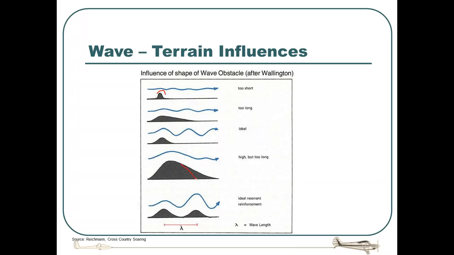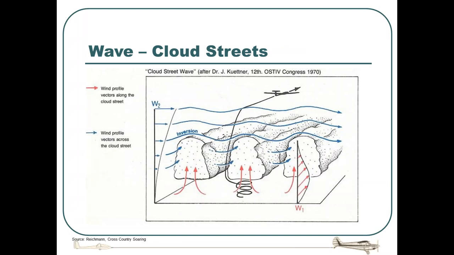This little bumpy hill over here, yep, it's starting to work. You're starting to see how the propagation of that wave is. This one's too high, but the back end is too slopey. It should be a lot steeper for it to work properly. And, of course, when you get resonance, when your wavelength equals the ridges downwind, you get super wave conditions.